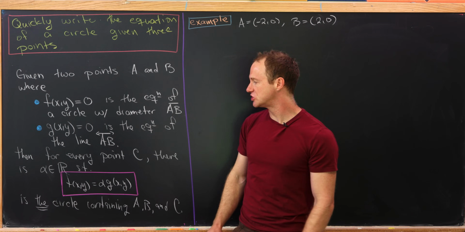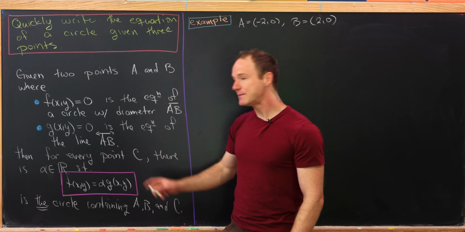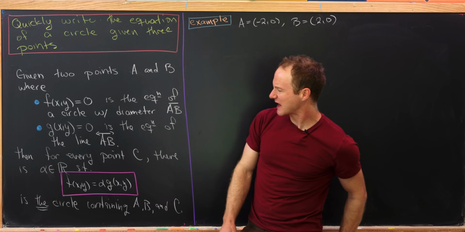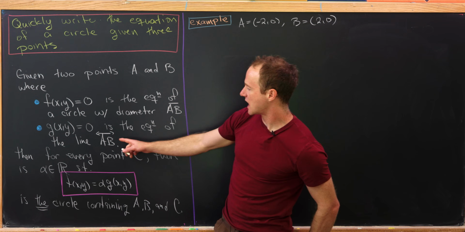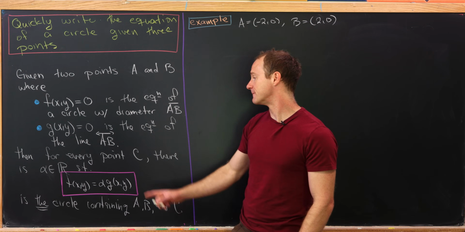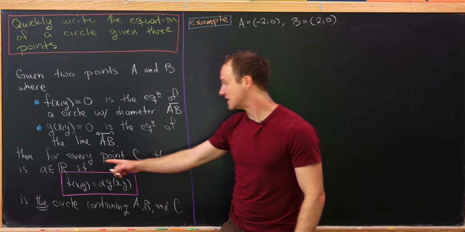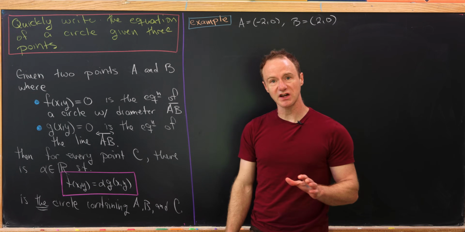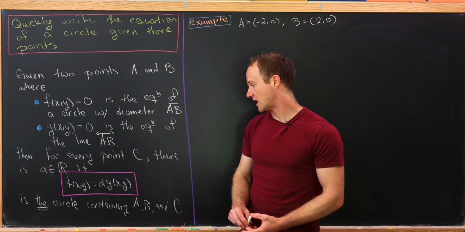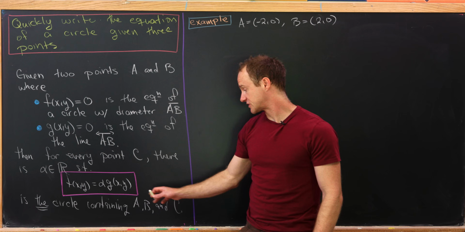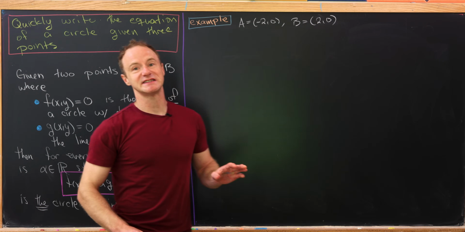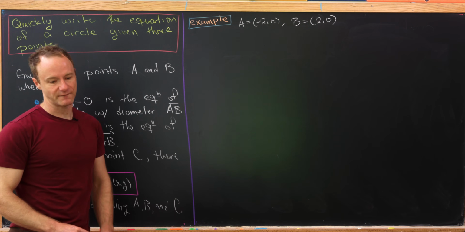Okay, so given those two things, then for any point C that we're given, we can find an alpha in R. I should say this point is not collinear with A and B. I didn't write that here, but that's important. So for any point C, there is an alpha in R such that the equation f of x,y equals alpha g of x,y is an equation of a circle containing A, B, and C. Okay, so let's see how this works with a nice example first.